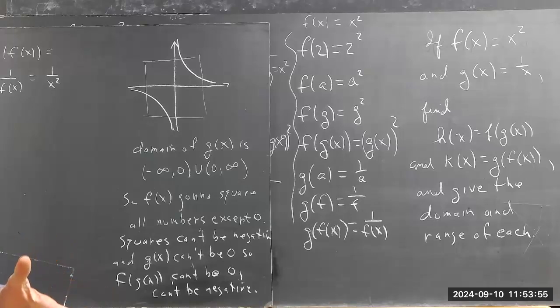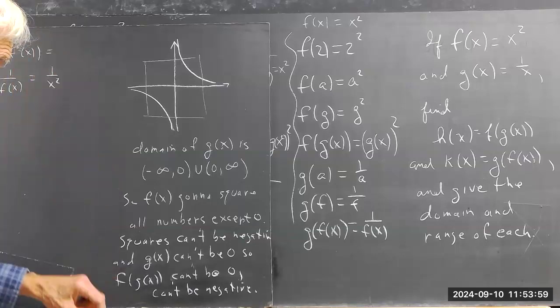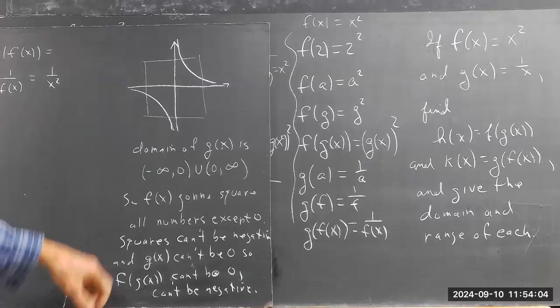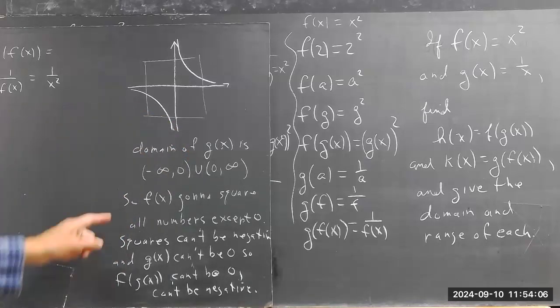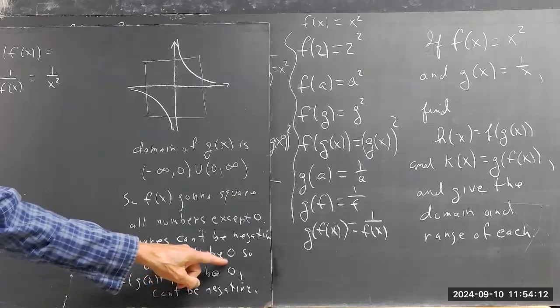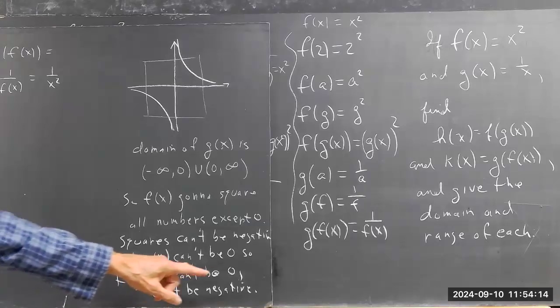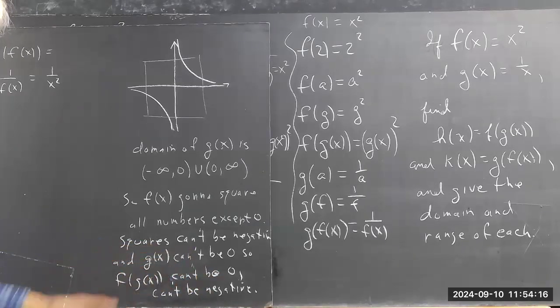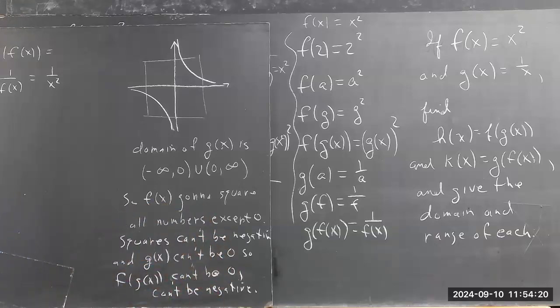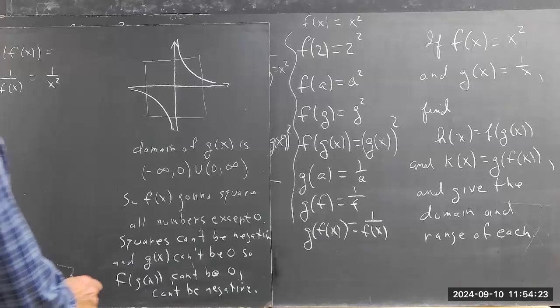Now, does that make sense? Did that kind of mislead you there for a minute? It's hard to get that out of your head. So again, g of x can be any number but zero. Squares can't be negative, and g of x can't be zero. So f of g of x can't be zero because g of x can't be zero, and it can't be negative because squares can't be negative. Okay.